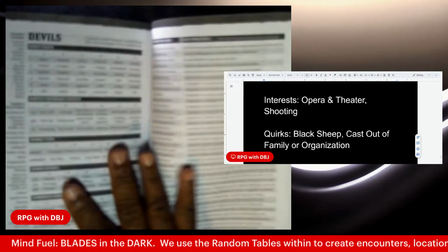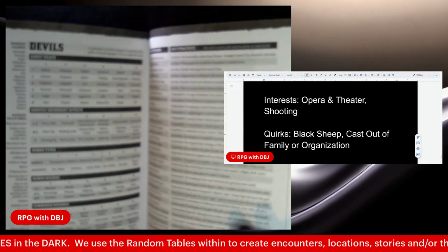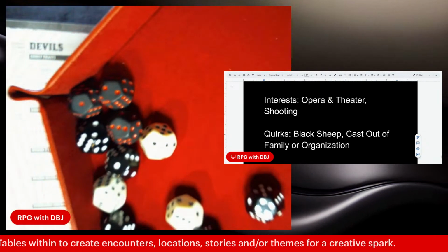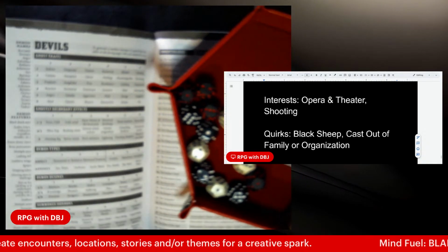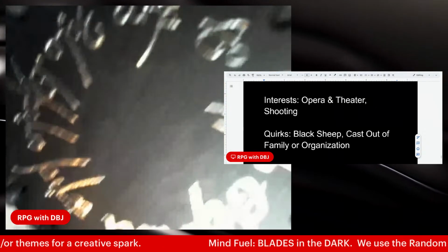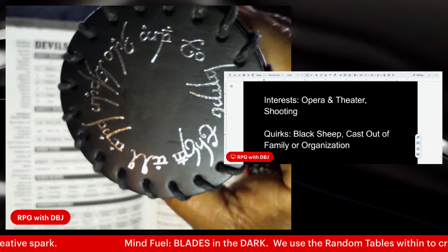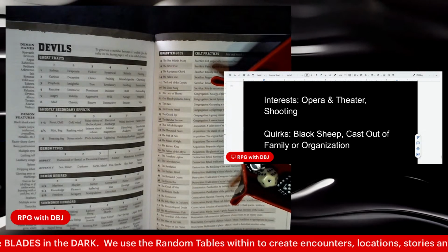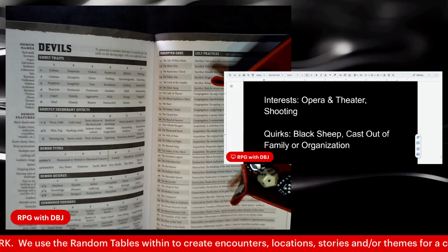And for those that love themselves some Blades in the Dark when it comes to the, sorry, I'm trying to get this. There we go. Sorry, trying to get the camera to move it.